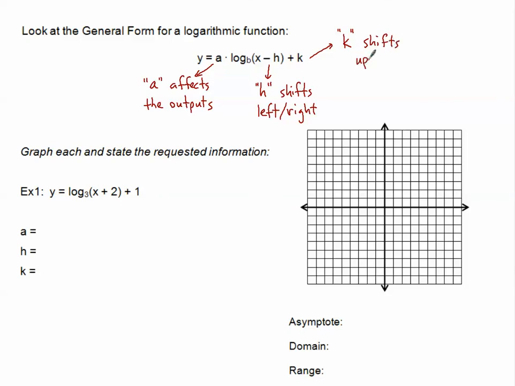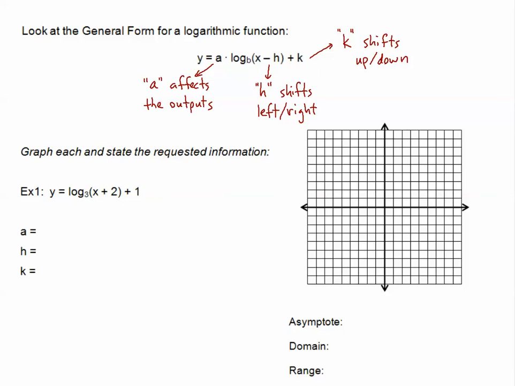And again, that's exactly what A, H, and K do in all of our graphing by transformation equations. Okay, so let's look at our example 1. We have y is equal to the log base 3 of x plus 2, plus 1. So let's first find our information here.